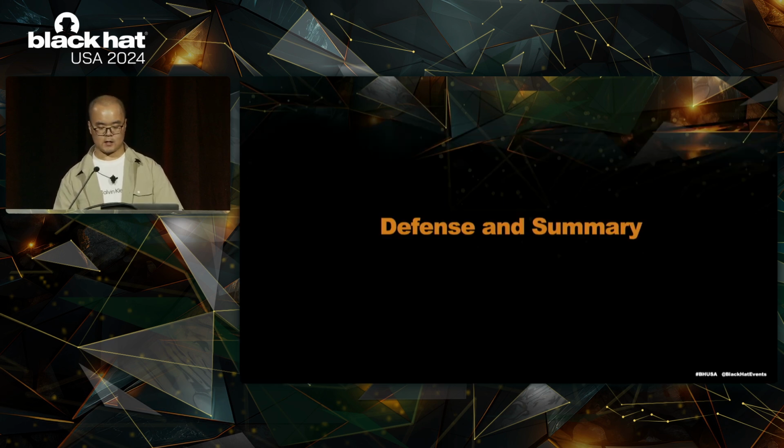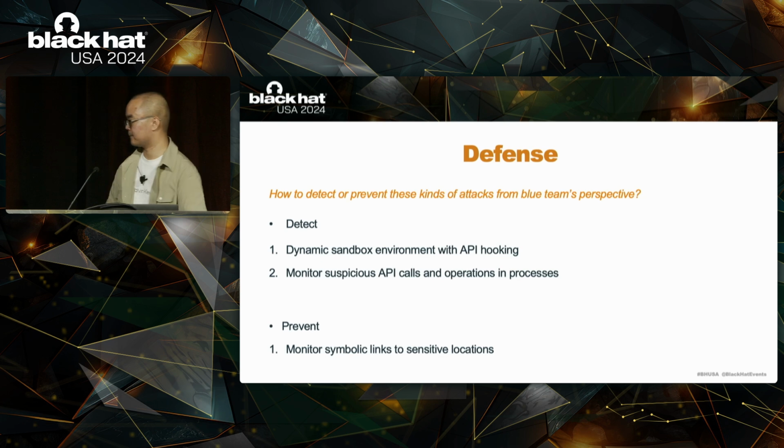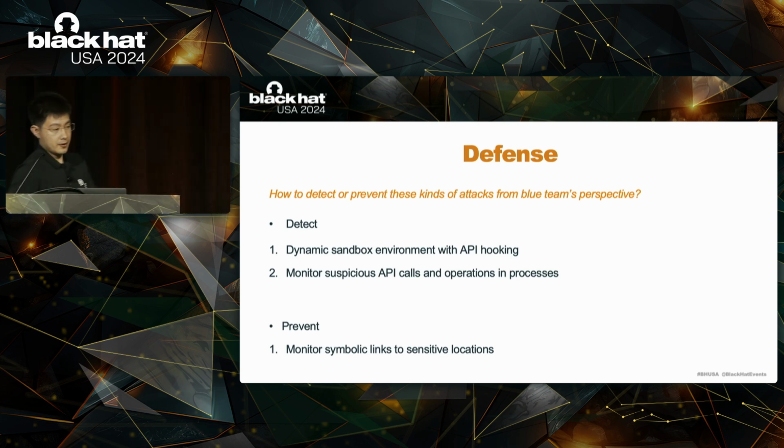Okay, now Flanker will make a summary and share some experience on other operating systems. I will give a brief summary and the ideas of defense from a blue team's perspective, that is, how to detect or prevent this kind of attack. First, you can see that in the previous exploits, you use lots of sensitive APIs, such as the argument that contains directory traversal, the container URL for security application group identifier, and you can monitor this API's usage.